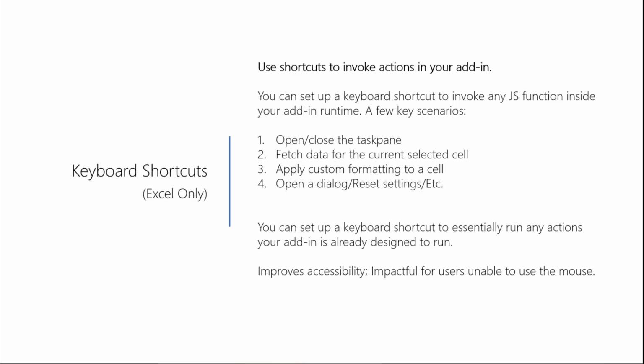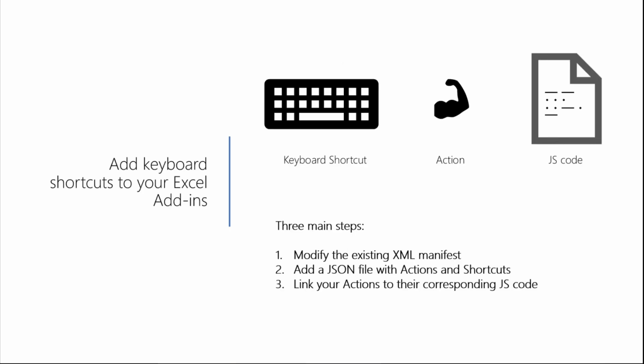So quickly breaking it down, there's essentially three parts to this feature. One part is the actual keyboard shortcut itself. So these are things like Control C, Control F, Control Shift 4, what the actual combination is. And then you have the corresponding action. So whenever a user presses that keyboard shortcut, you want it to invoke an action inside of your add-in. And then, of course, you have the actual JavaScript code that lives inside of your add-in. That's your callback function for whenever that action is executed.